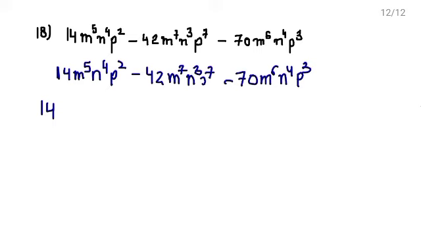We will take m raised to the power 5 कॉमन। हम हमेशा जो मिनिमम पावर होती है वही कॉमन लेते हैं, राइट। n raised to the power 4, n raised to the power 3, n raised to the power 4. So we will take n raised to the power 3 common. Next, p square. This is p raised to the power 7 and this is p raised to the power 3. So we will take p square common, right?